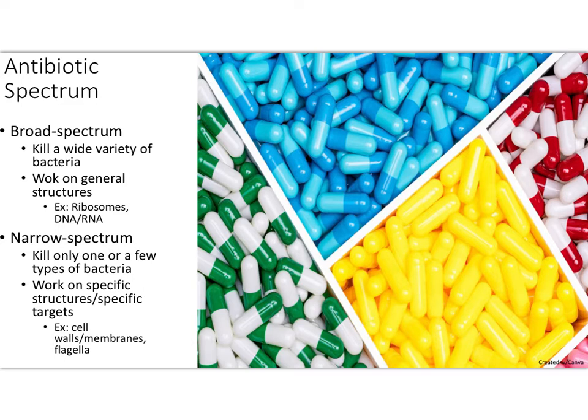Narrow spectrum antibiotics are the opposite of that. These are antibiotics that are targeted to work on just one or a few types of bacteria because they target a very specific structure. So an example might be that we can develop an antibiotic that really only works on gram-negative rods because of the way their outer membrane is structured.